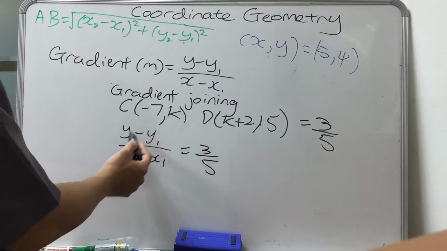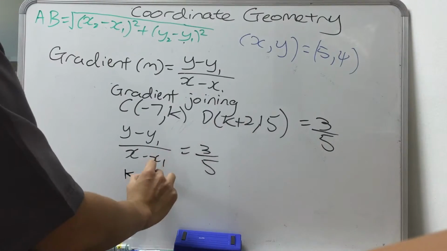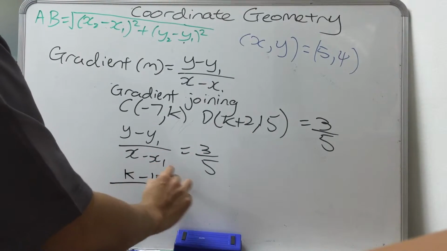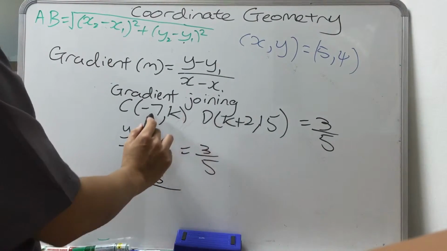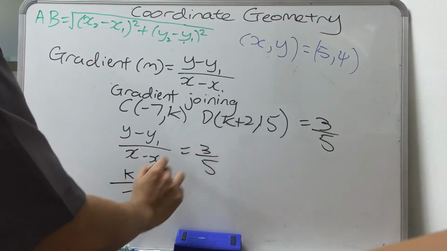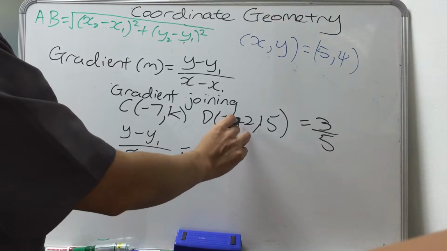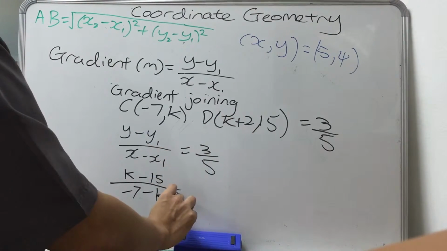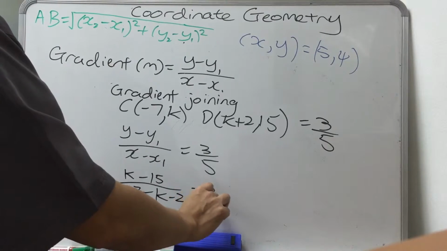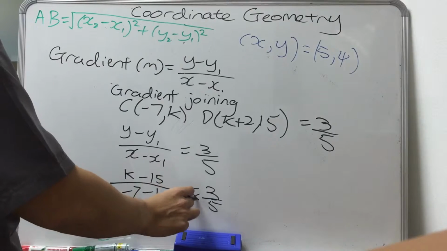So who is your y? y is k, y1 is 15, x is minus 7, x1 is k plus 2. So the denominator is minus 7 minus (k plus 2), so you get minus k minus 9. So this is 3/5. So how do we go on from here?